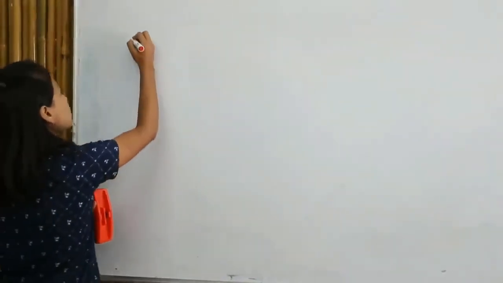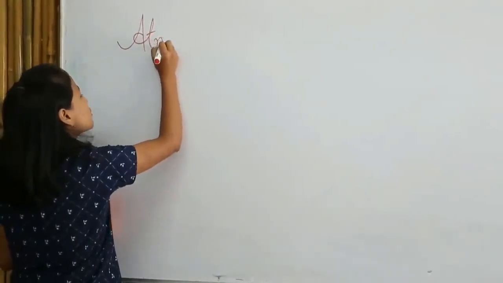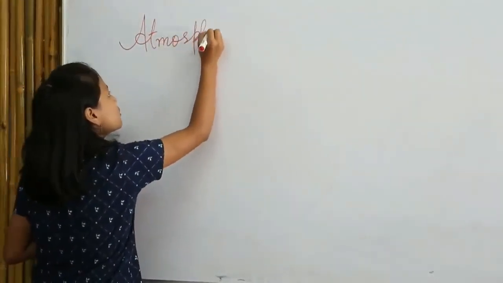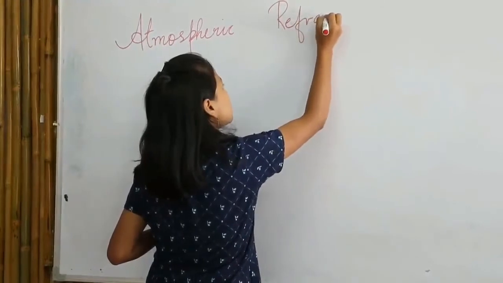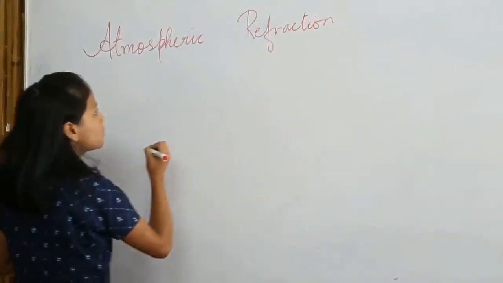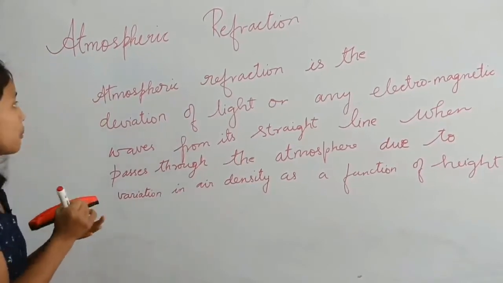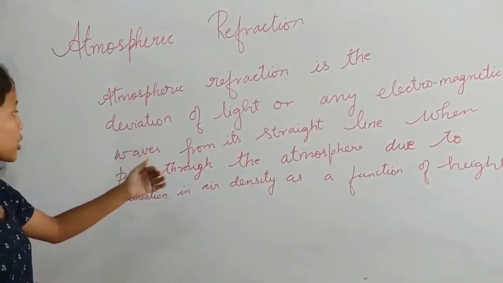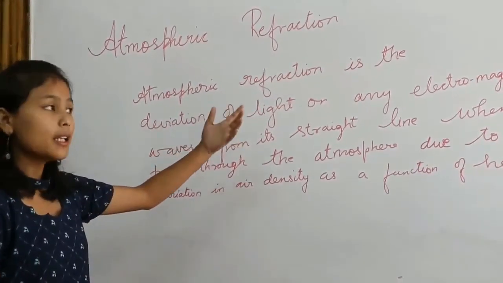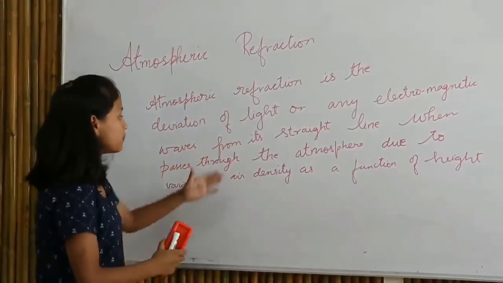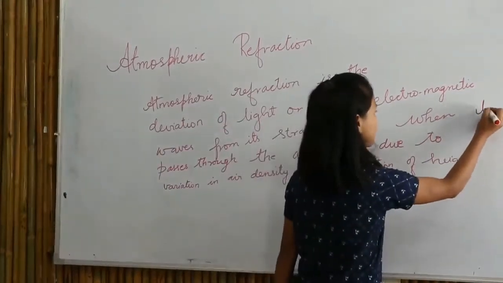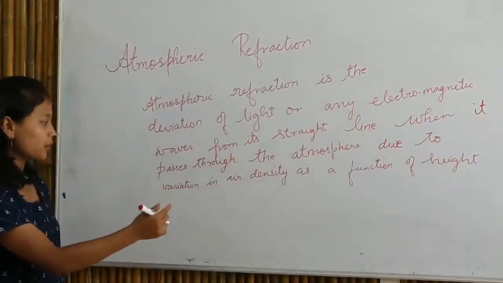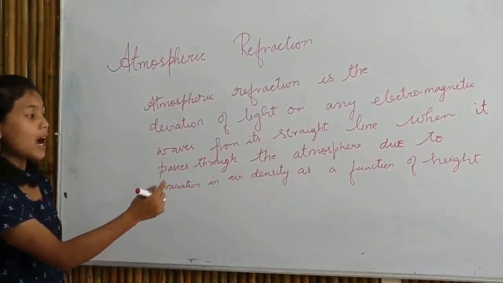The next topic is atmospheric refraction. Atmospheric refraction is the deviation of light or any electromagnetic wave from its straight line when it passes through the atmosphere due to variation in the air density as a function of height.